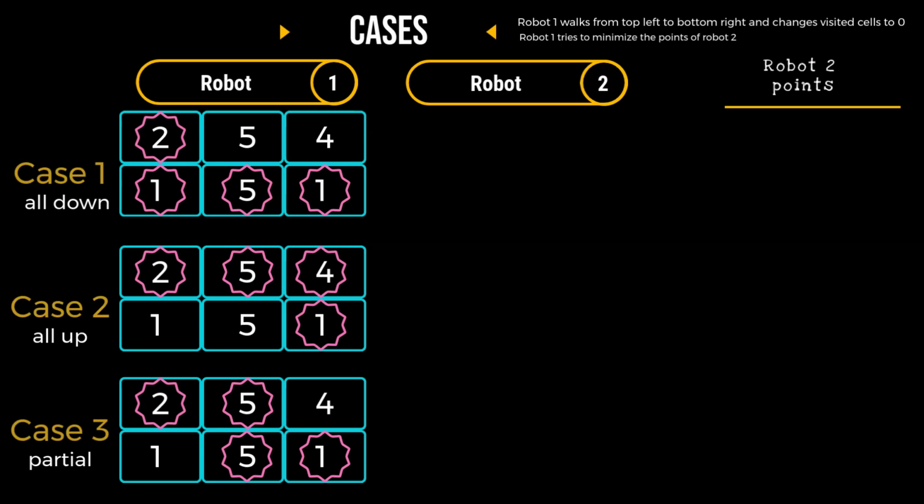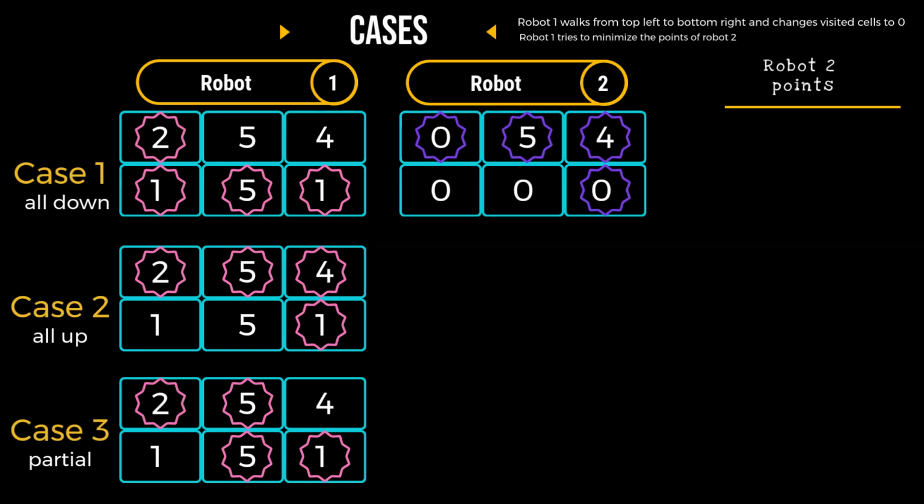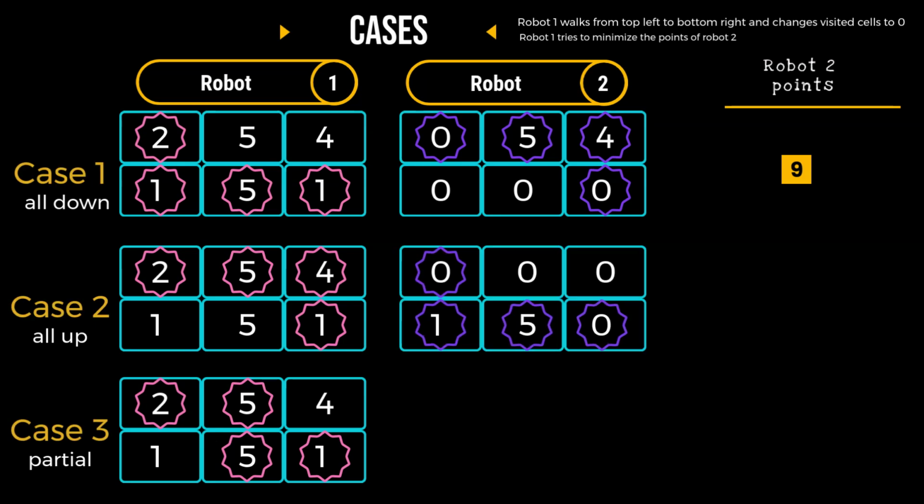to the destination. In case 1, Robot 2 collects all the points in the first row except the top left cell. So the points collected by Robot 2 is 0 plus 5 plus 4 plus 0 is equal to 9. In case 2, Robot 2 collects all the points in the second row except the bottom right cell. So the points collected by Robot 2 is 0 plus 1 plus 5 plus 0 is equal to 6.